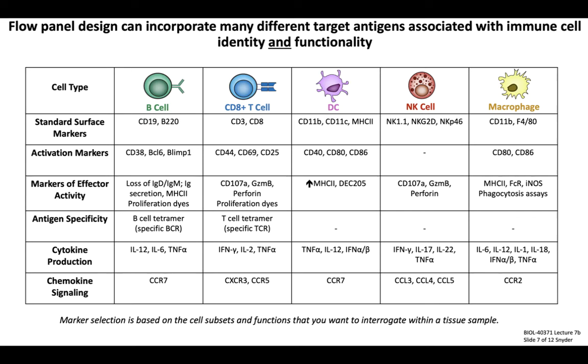So marker selection for flow panel design really needs to be based on the specific cell subsets and functions that you want to interrogate within a given tissue sample, whether this is from an experiment using mice or PBMCs that have been isolated from a patient that you're trying to diagnose. So although this is a powerful tool that can be used to some extent for exploratory research, you really need to approach flow cytometry with a specific hypothesis in mind, or at least be able to define a manageable group of immune cells and their functions that you would like to characterize in a given flow panel.